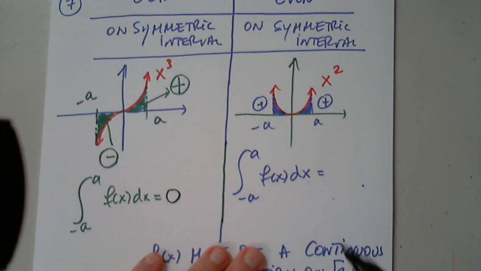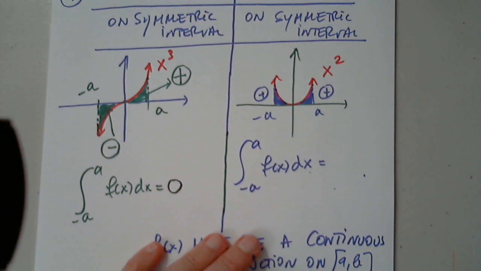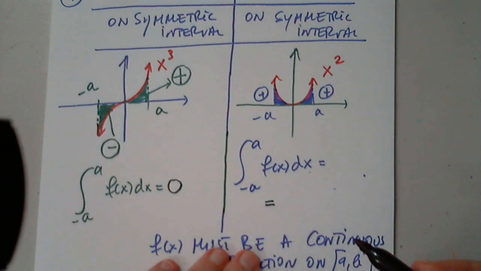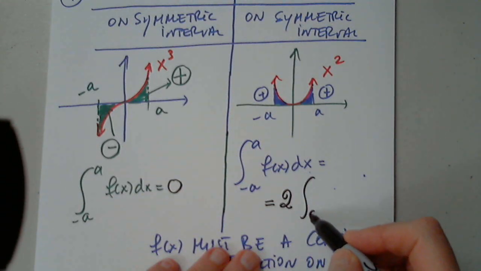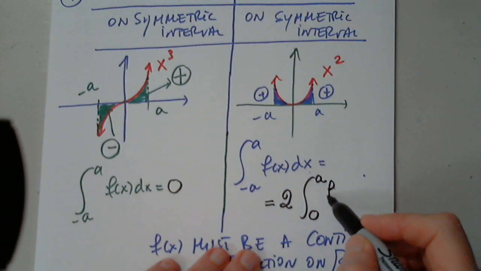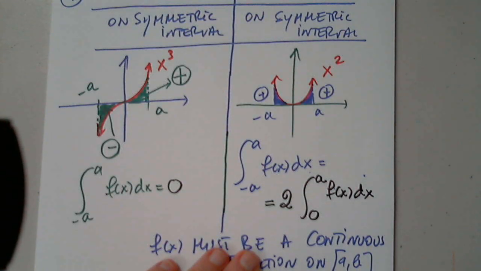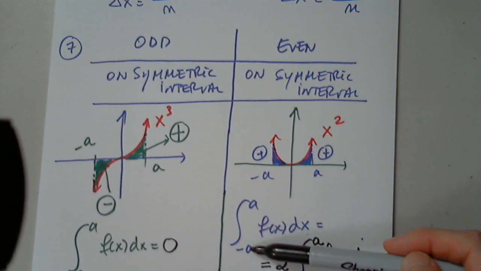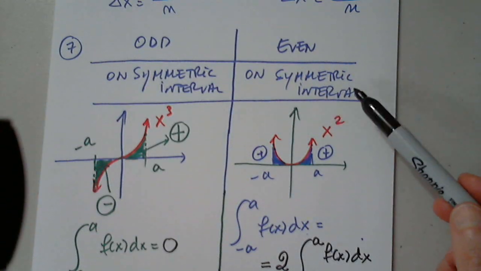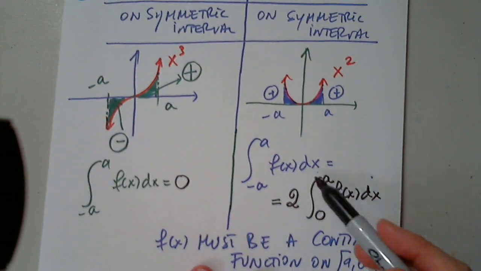What about here? Okay, so this will be twice the area between 0 and a from f of x dx. And you can say, what's the big deal? Well, this is easier to calculate with the lower limit 0. So both conditions have to be fulfilled, this symmetric interval and an even function. Otherwise, I can never write this.